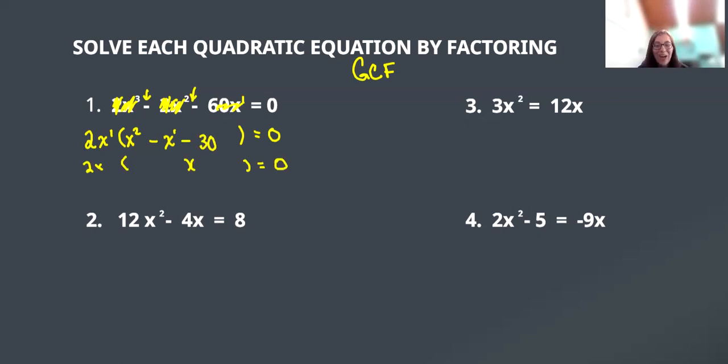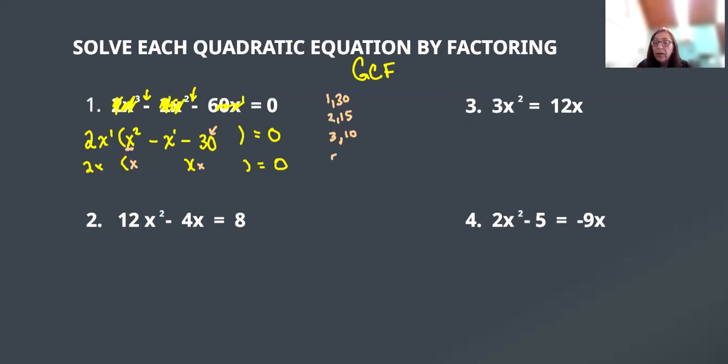All right, so we got to ask ourselves, what times what is x squared? Well, x times x is x squared. That takes care of this front here. Now the back has to multiply to 30. So what multiplies to 30? 1 times 30, 2 times 15, 3 times 10, and 5 times 6.